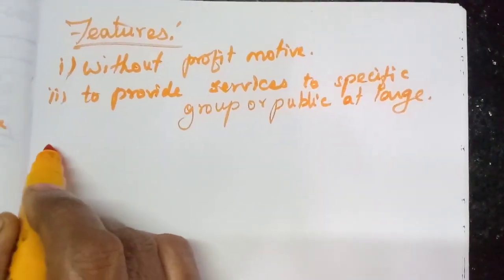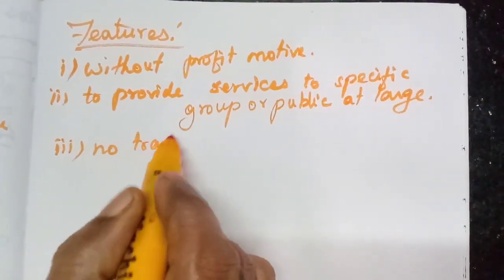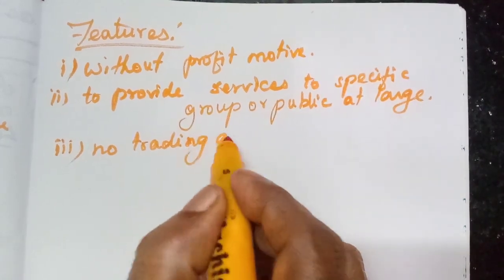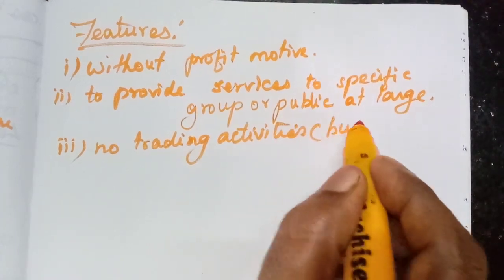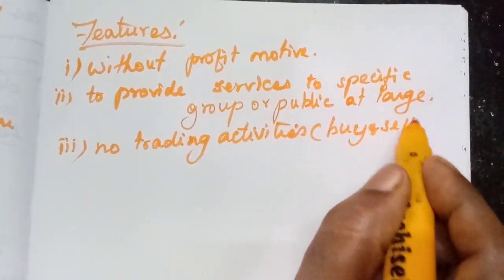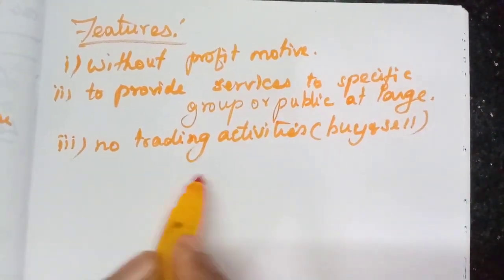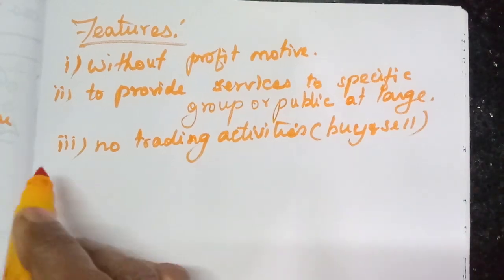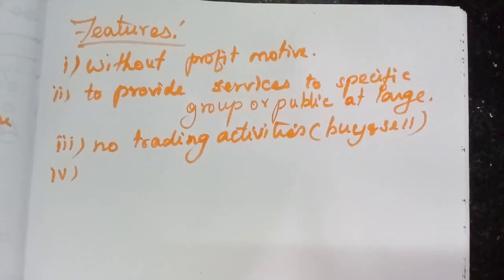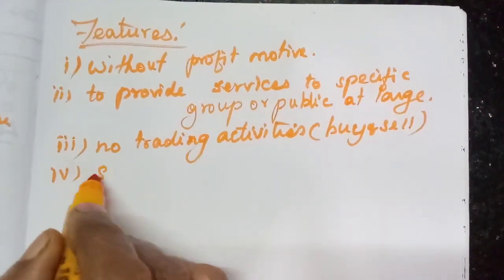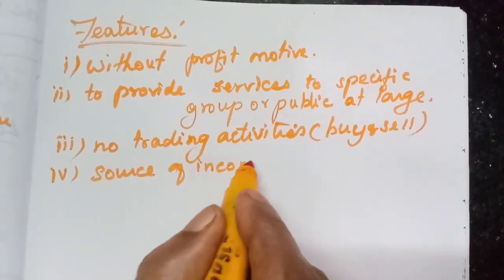Here, they do not carry on any trading activities. What is the meaning of trading activities? Trading means they buy and sell. They never purchase and sell any products. They do not undertake any business activities, any trading activities. That is the third feature. Then, what is the fourth one? What is their main source of income? Main source of income, we have studied, isn't it?